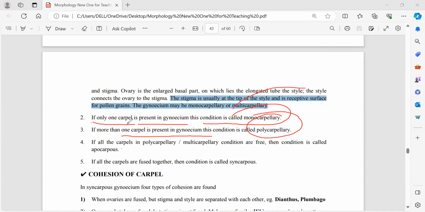If all carpels in polycarpellary or multicarpellary condition are free, the condition is called apocarpous. Please repeat: if all carpels are free, then the condition is called apocarpous.